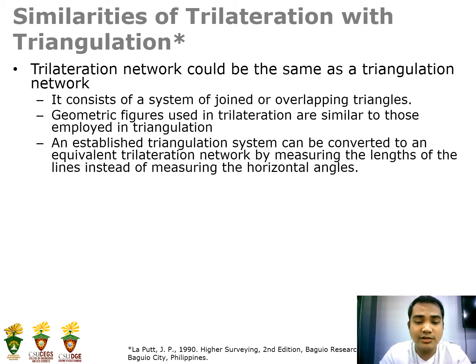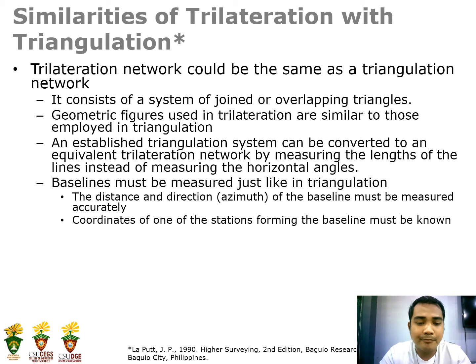An established triangulation system can be converted into an equivalent trilateration network, since both use the same network, by measuring the lengths of the lines instead of measuring the horizontal angles. As I discussed earlier, the baseline must be measured just like in triangulation. For example, the distance and direction or the azimuth of the baseline must be measured accurately. They are the same in trilateration and triangulation. The baseline is measured more accurately.